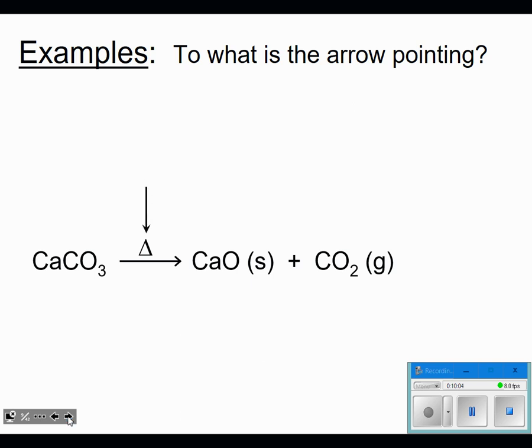But what I'm pointing out right now is the triangle that's over the arrow, which means that we added heat or light to this reaction to make it happen, but it wasn't actually included in the overall reaction. Then this arrow is pointing at the S, which is after the calcium oxide, which is telling me that the calcium oxide is in a solid form.